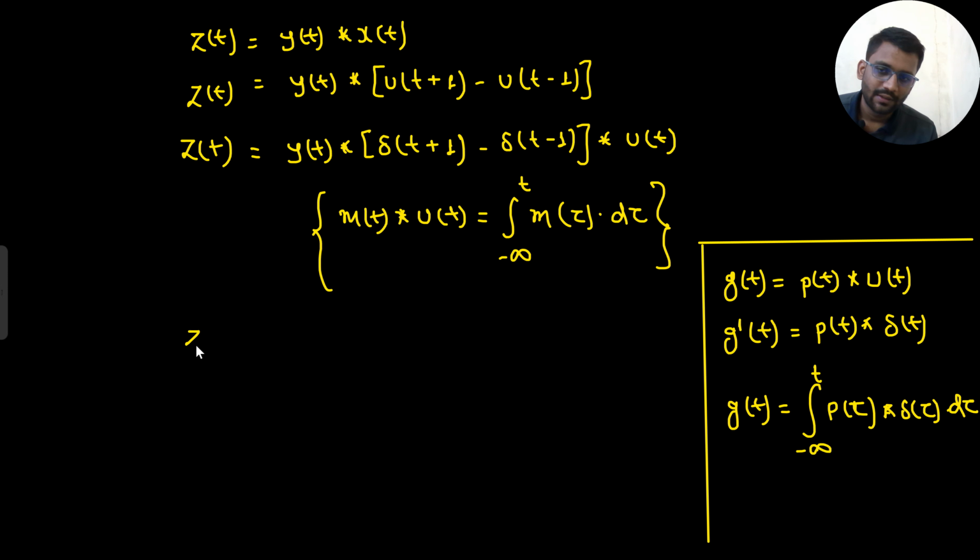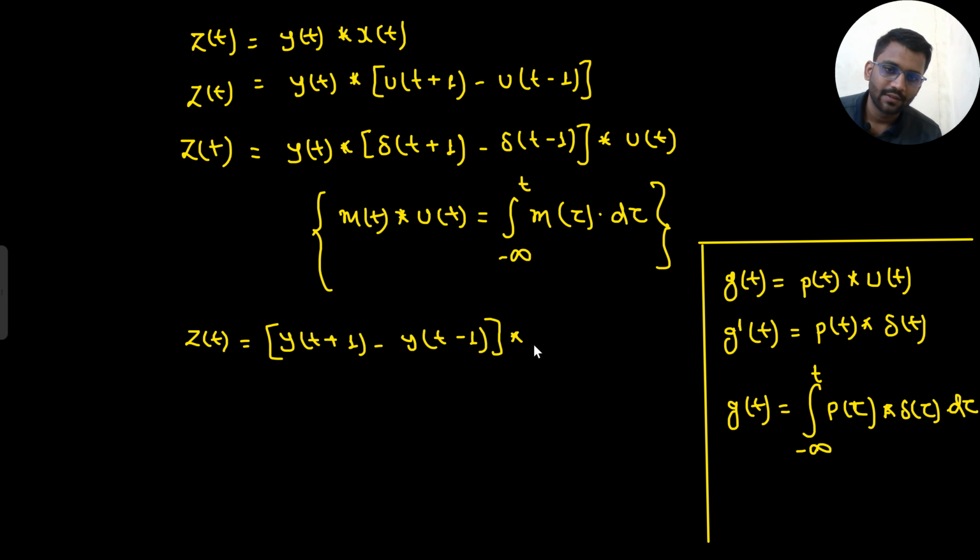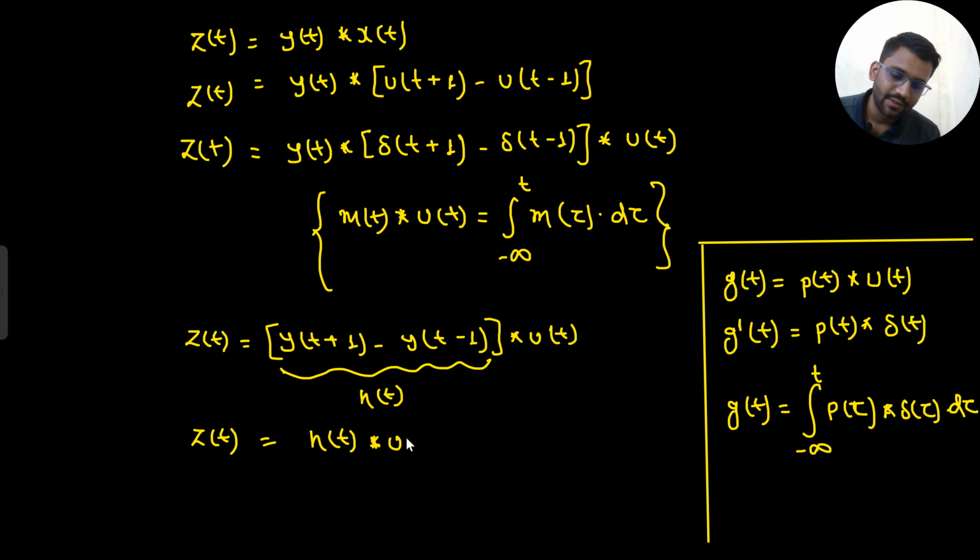Okay, so in a theory examination it can be used, because if you write z of t directly, it will be a bit complex, so that's why I told this thing. Then y of t plus 1 minus y of t minus 1 convolved with u of t, right? Now I will name this function h of t. So my z of t is h of t convolved with u of t, so it will be minus infinity to t h of tau d tau.